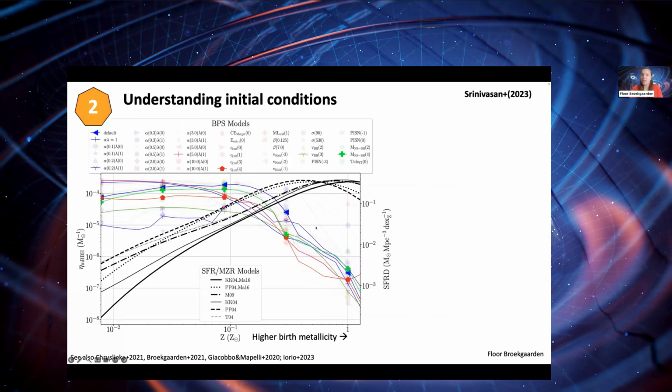Now, the second challenge of understanding initial conditions. Well, there's a lot of effort on the way and in progress of better understanding initial conditions and how these initial conditions impact our stellar evolution expectations for binary black holes, black hole neutron stars, and binary neutron star mergers. So I wanted to highlight this work by Srinivasan et al. 2023, where they started to look at the galaxy properties and how different galaxies impact where these binary black holes are formed.